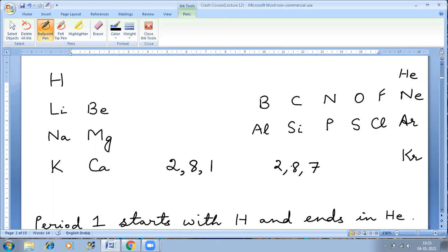Can you please give some sums regarding this group and period? Yes, I'll give questions.